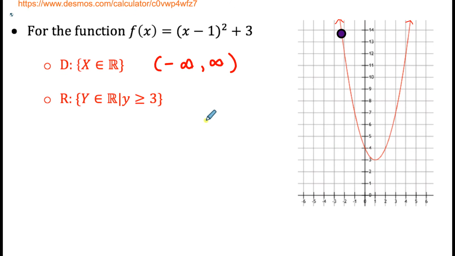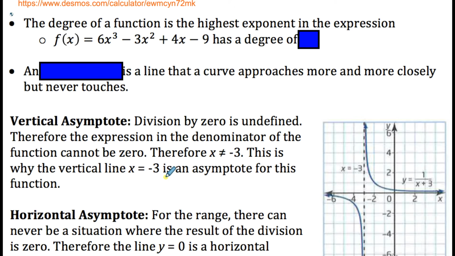We could say the range would be any number between 3 and infinity, including 3. I'll talk to you about these square and round brackets in just a little bit. But that's another way we could write the range. That's called bracket notation.